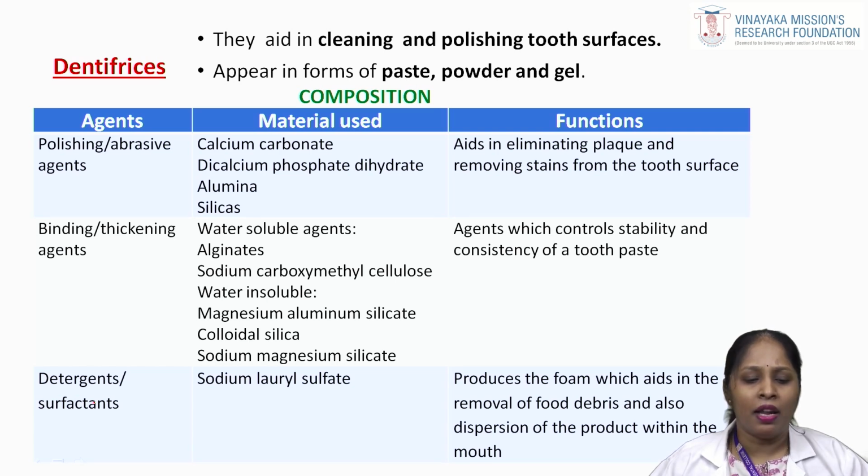Whereas binding agents include alginates, sodium carboxymethyl cellulose and magnesium aluminum silicate. These agents control the stability and consistency of a toothpaste. For surfactants, the most common material used is sodium lauryl sulfate. This produces the foam which aids in the removal of food debris and also dispersion of the product within the mouth.